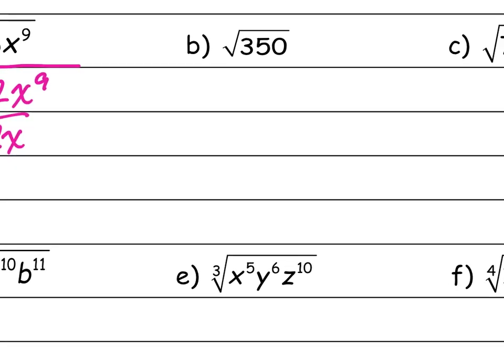Okay, so what goes into 350? Well, I know 25 does. How many times does 25 go into 350? 14. Yes, 14. Good. So 25 times 14. And 14 is 2 times 7, right?